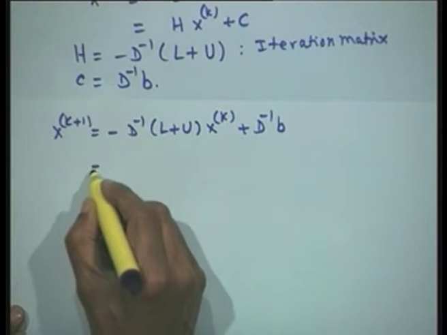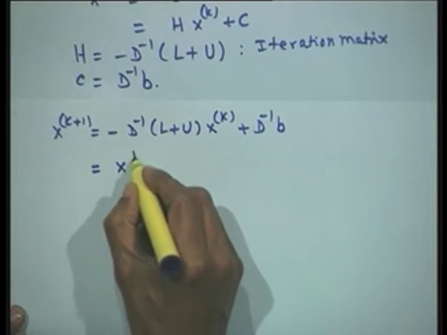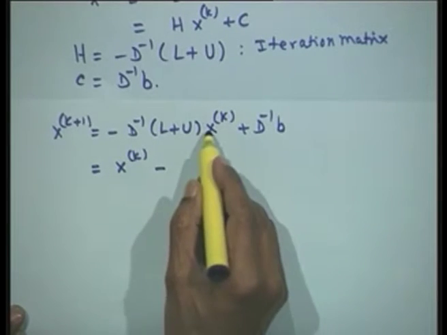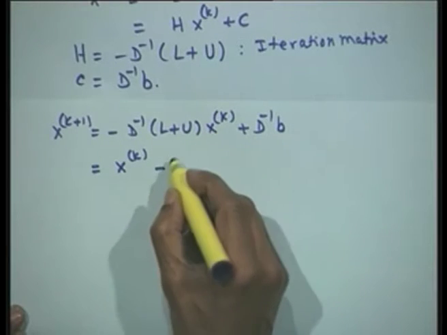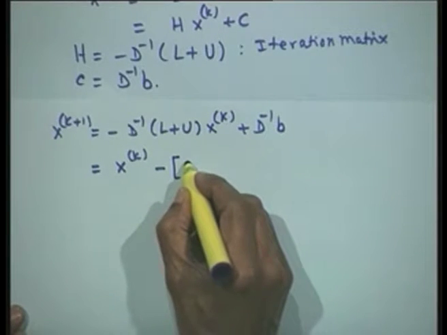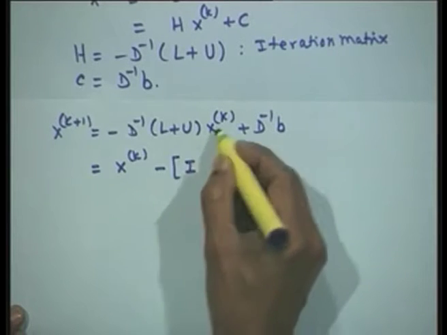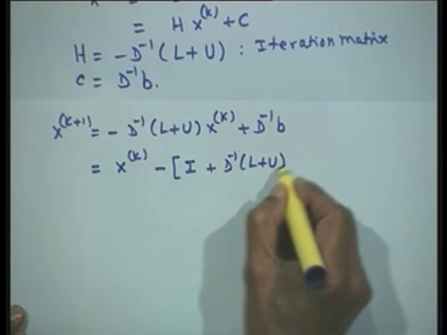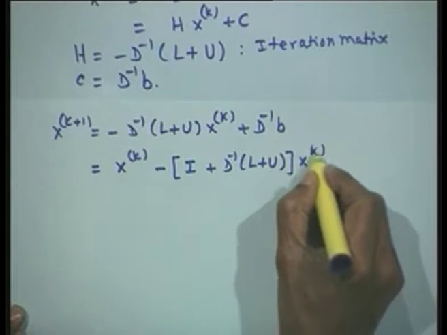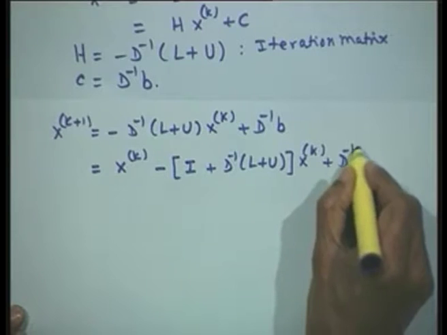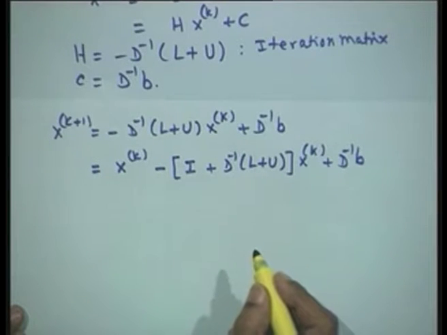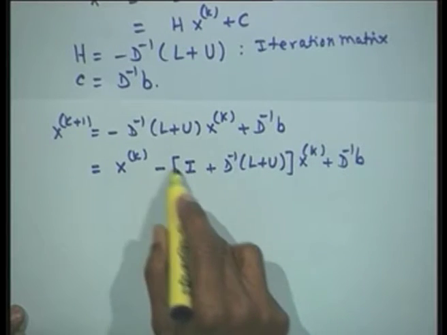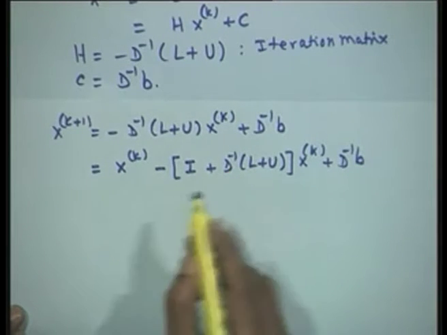What I do here is I add and subtract x k. Whatever I have subtracted, x k, I will combine with this x k. So, I will insert it inside as I into x k plus d inverse of L plus u of x k plus d inverse of b. So, I have added x k and subtracted x k, and this minus x k I have included in this one.